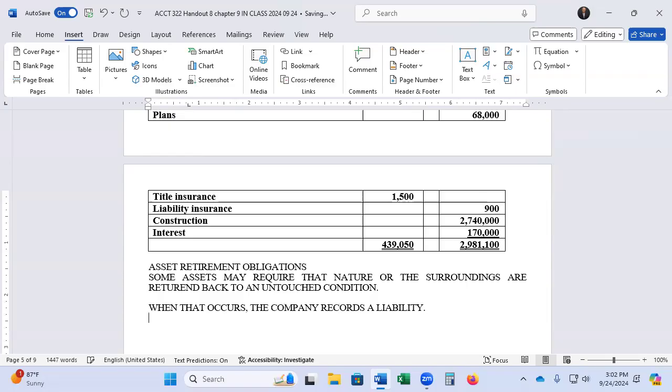When that occurs, the company must record a liability if they can estimate it accurately.